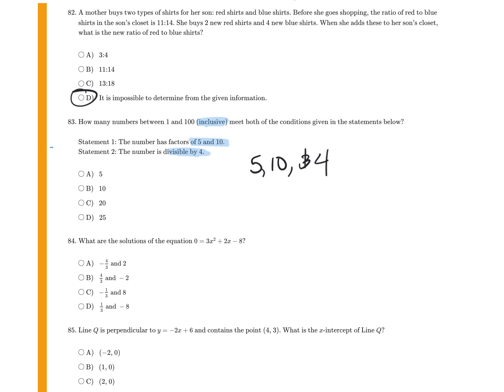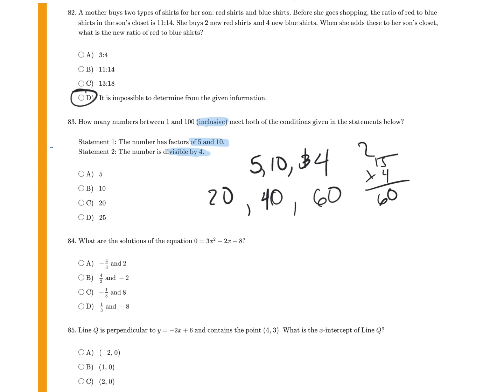So if a number is divisible by 5 and 10, it means it has to end in 0. So now we need to think, is there a number that can be divided by 4 and ends in 0? I can think of 40. 40 is divisible by 10, 5, and 4. 60. 15 times 4 is 60. So we got 40, we got 60.